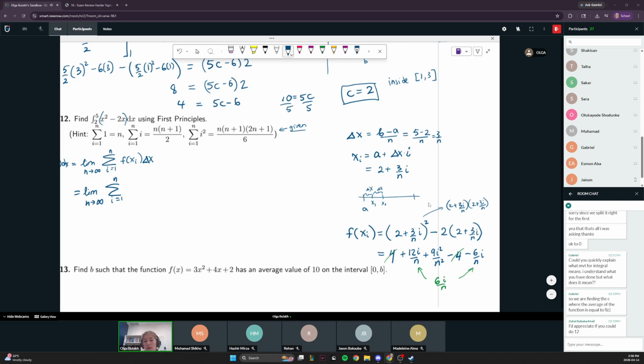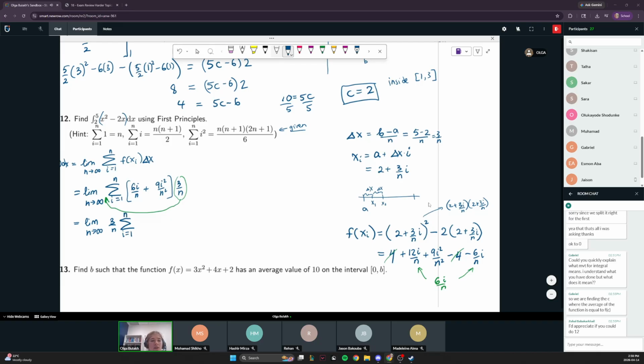So now that I found what f of x_i is, it's 6i over n plus 9i squared over n squared in brackets, because I still need to multiply it by delta x. That's 3 over n. Now, this 3 over n is not dependent on i, so you can pull it outside, but don't pull it outside of the limit notation, just outside of the sigma summation. That's the first step I would do to make it a little easier. It's like taking out a constant outside of the integral, same idea.